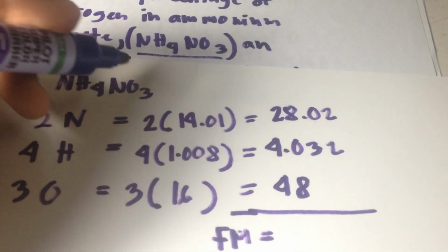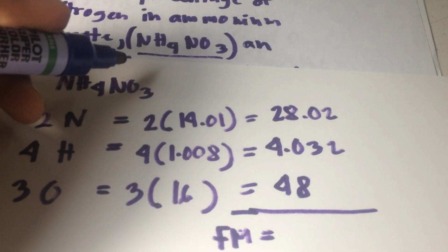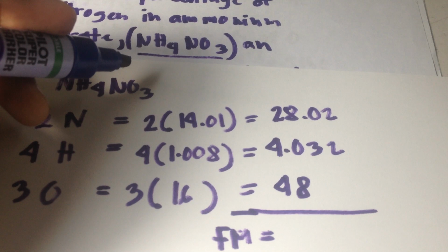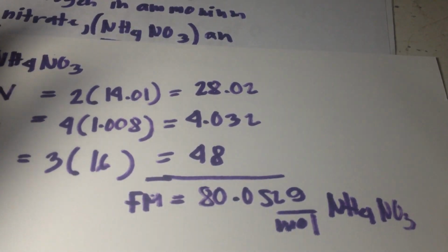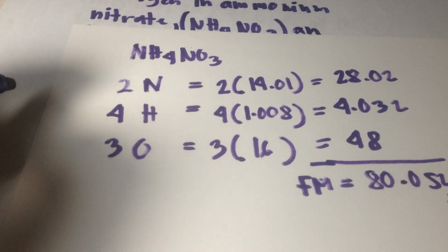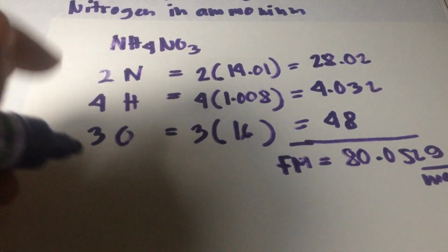Then find the sum. 28.02 plus 4.032 plus 48 is equal to 80.052 grams per mole of ammonium nitrate. Okay, that is the formula mass. But the question is, find the percent of nitrogen.